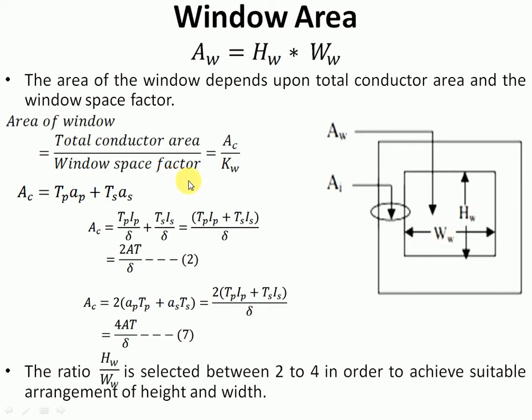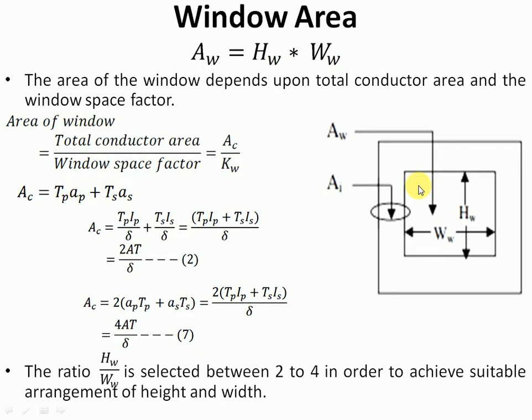You are quite familiar with the term window space factor. We have studied them during the derivation of output equation in both single phase as well as three phase transformer. It is represented as kW and it is defined as the ratio of conductor area which is present in the window to the total area of this window. The total area of this window is given here, that is height of window into width of window. So from the relation of window space factor I can write the area of window as total conductor area divided by window space factor. The total conductor area is indicated as AC.